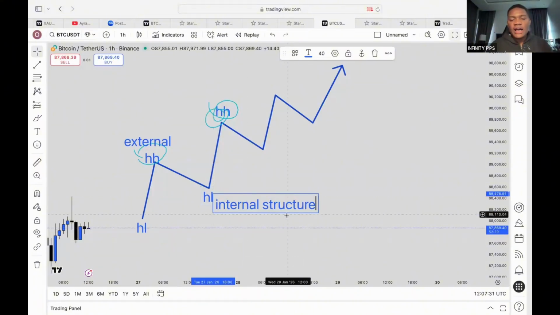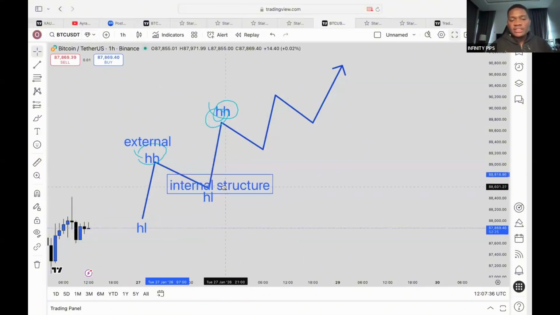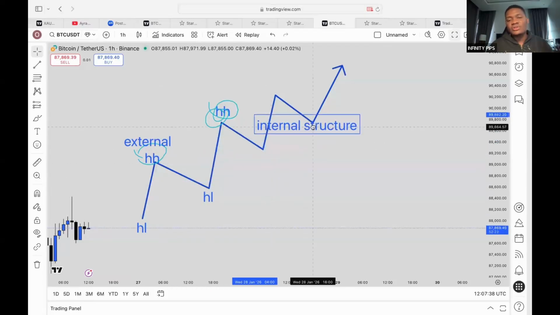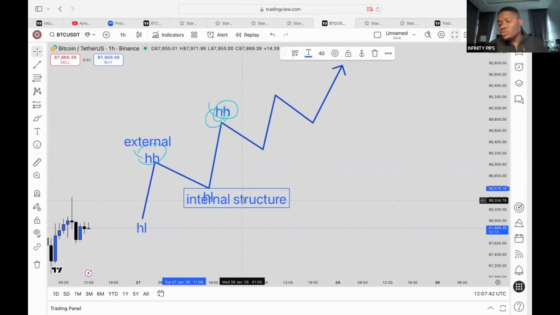Here is internal structure, here is internal structure, here is internal structure, here is internal structure. Meanwhile, this is an uptrend. In the same way, if it is a downtrend, we have internal structure and external structure. So here is external structure, here is internal structure. Now, in a downtrend, it is the same thing.